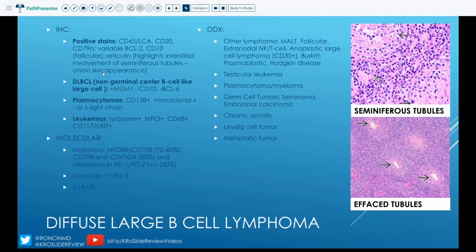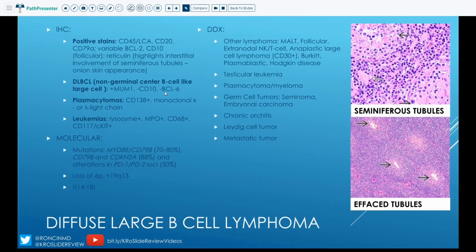For your diffuse large B cell, which again is your non-germinal center B cell like large cell lymphomas, you'd be looking at MUM1 positivity. Your CD10 should be negative, so that it contrasts to your follicular lymphoma. Remember, follicular being germinal center, diffuse large B cell being non-germinal center. And you should also have a negative BCL6.